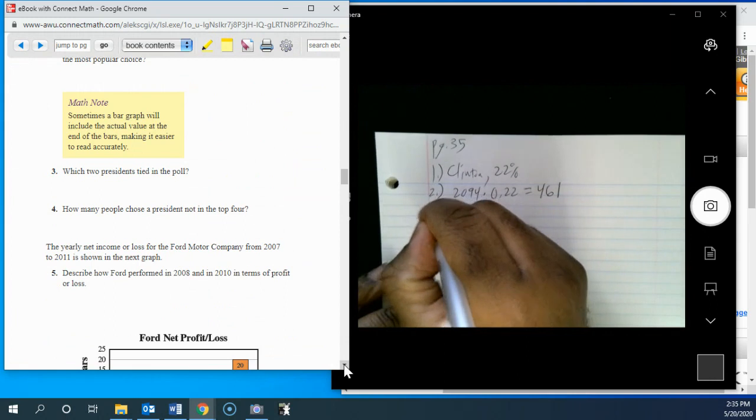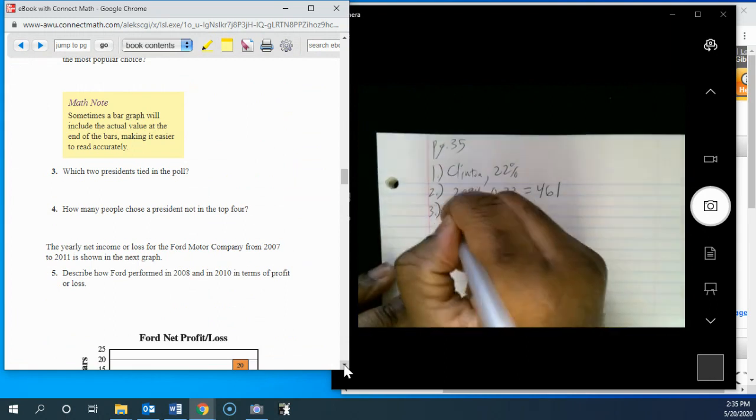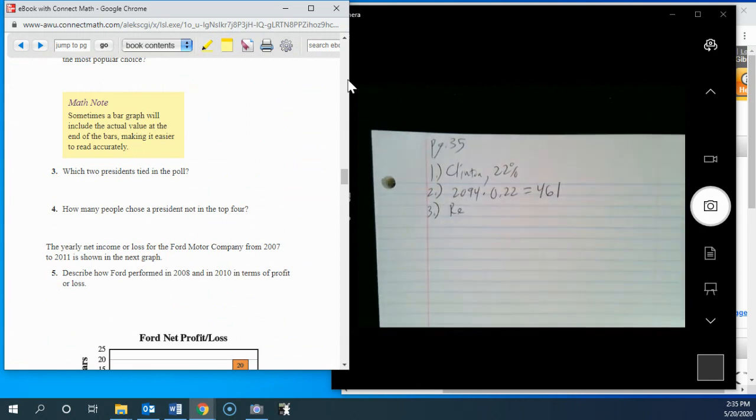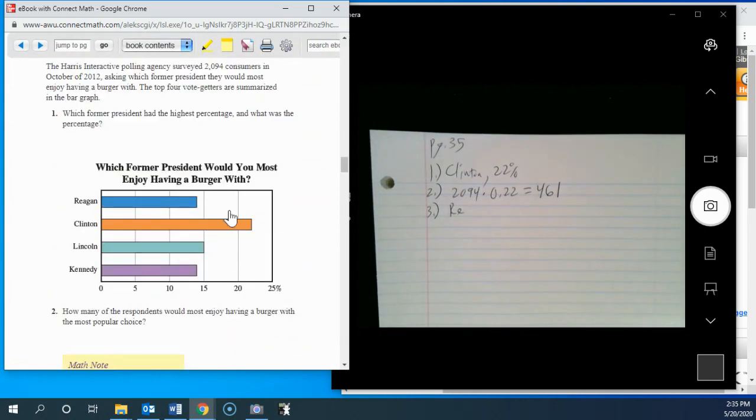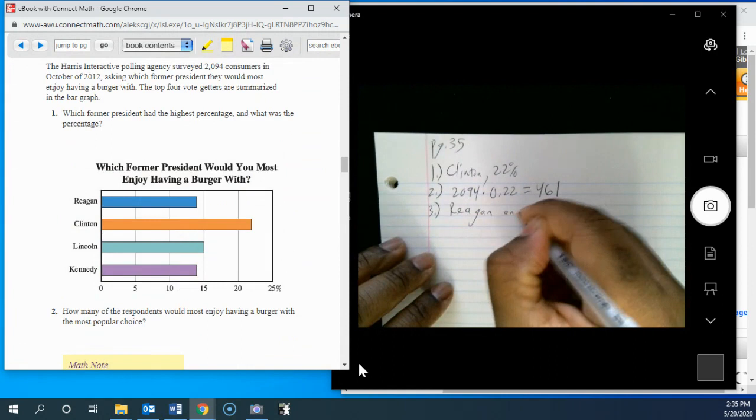Now, number 3, it says which 2 presidents tied in the poll? It'll be Reagan. If you look here, ones that look as though they tied is Reagan and Kennedy. So it's Reagan and Kennedy.